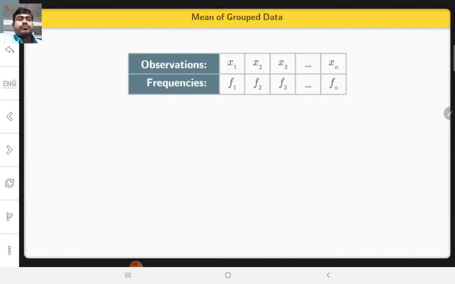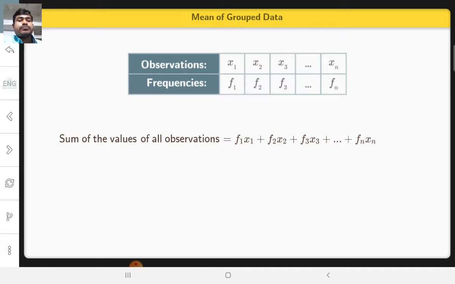Let us find the mean of the data with frequencies for each data item. We have n observations, x1, x2, x3, and so on till xn, with corresponding frequencies f1, f2, f3, and so on till fn. The sum of the values of all the observations is the sum of the products of the observations and frequencies. And the total number of observations is the sum of the frequencies.